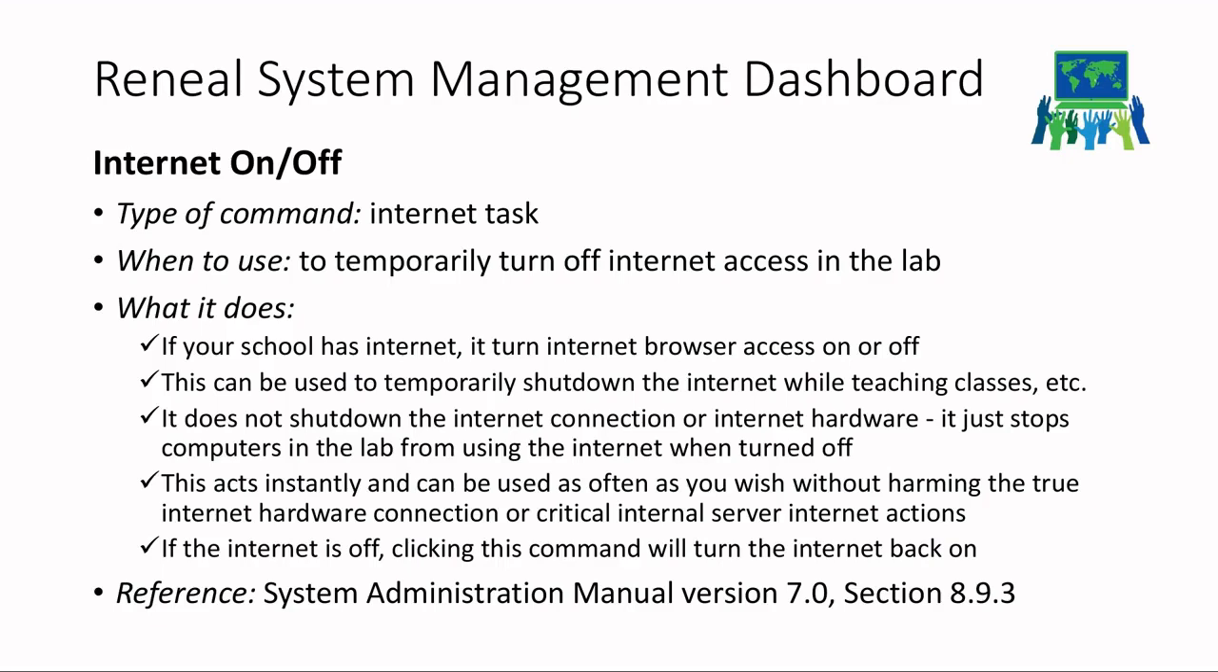Internet on-off. This is an Internet task that allows the superuser to temporarily turn off Internet access in the lab. If you're teaching a class, you can shut down the Internet temporarily so the students are not using the Internet while you are teaching. This command does not shut down the Internet connection or Internet hardware. It just stops computers in the lab from using the Internet when turned off.